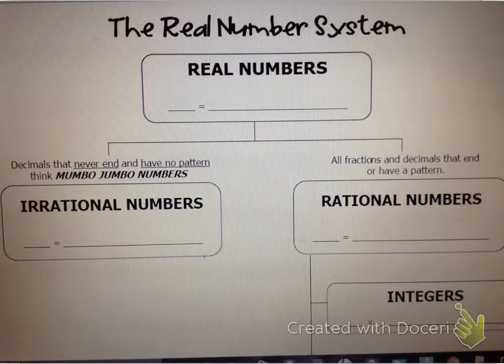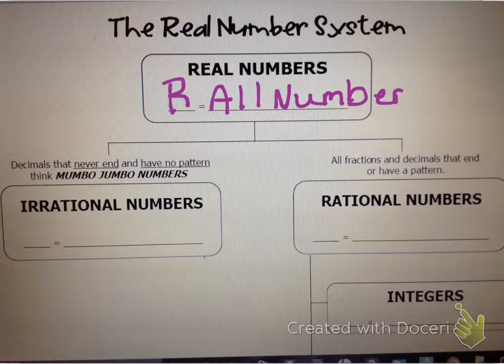This is to find out how to classify numbers. When you're looking at real numbers, they are represented by the letter R. Basically, real numbers are going to be all the numbers that you know right now. So it's all numbers.